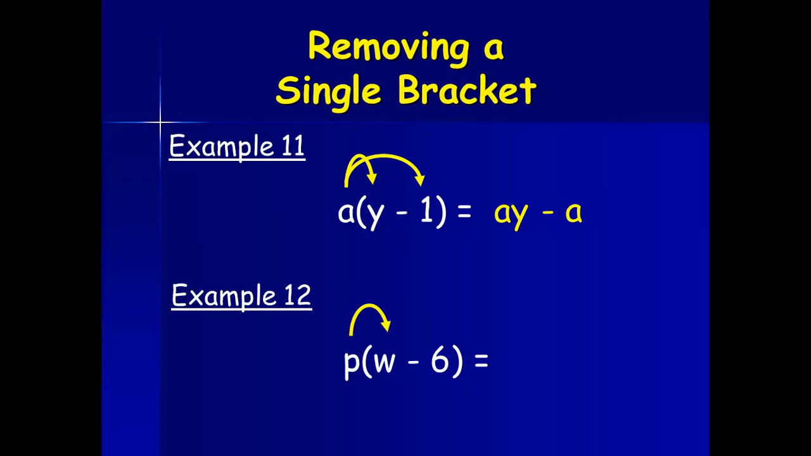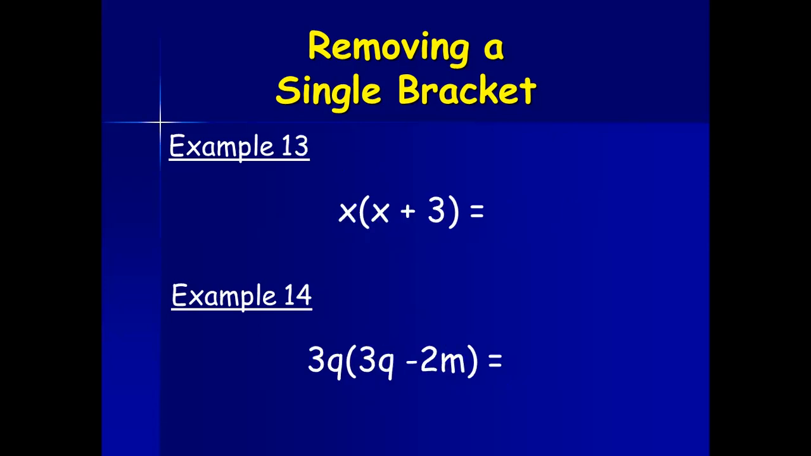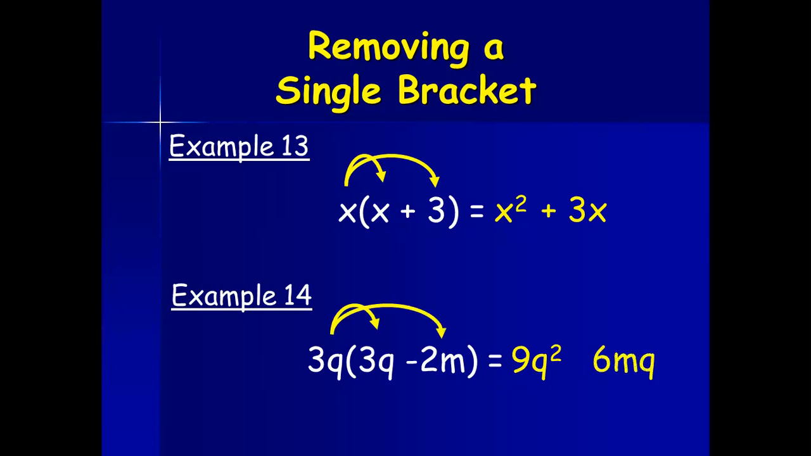Okay, p multiplied by w, pw. p multiplied by negative 6, negative 6p. Example 13. x multiply x, x squared. x multiply 3, that's 3x. Okay, 3q multiplied by 3q, that's 9q squared. And 3 multiplied negative 2 is negative 6mq.